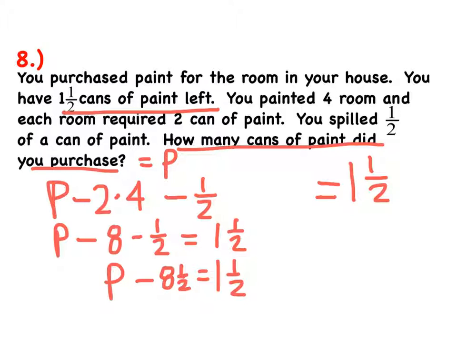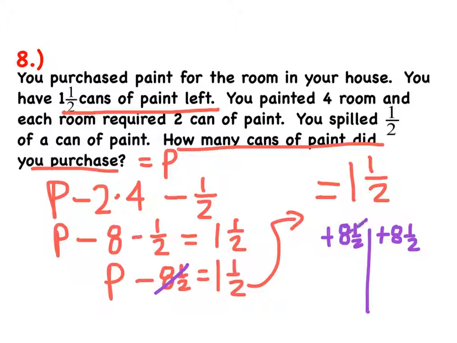And then over here where I have some more room, I'm going to add 8 1/2 to both sides. So my 8 1/2s are going to cancel out on this side, and I'm going to get P equals 10 cans. So the final answer is I purchased 10 cans of paint to start.